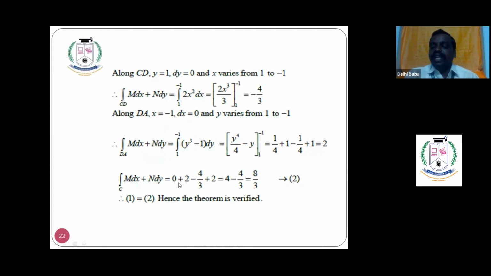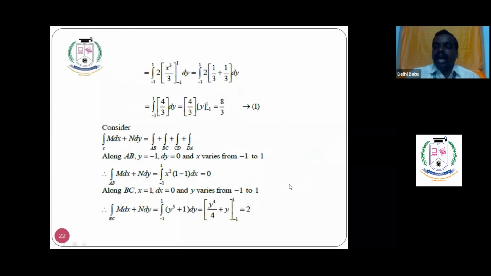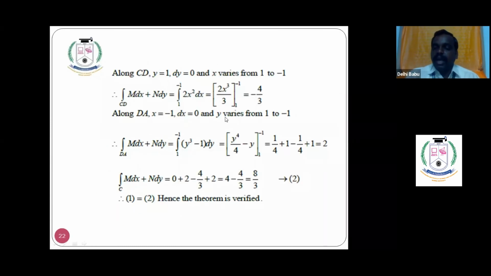Hence finally add along AB, BC, CD, DA. So add all these things, you get 8 by 3. This is equation 2. Already your equation 1, right hand side, is also 8 by 3. And now after adding all these things, your left hand side is also 8 by 3. Hence equations 1 and 2 are equal. Therefore Green's theorem is verified.